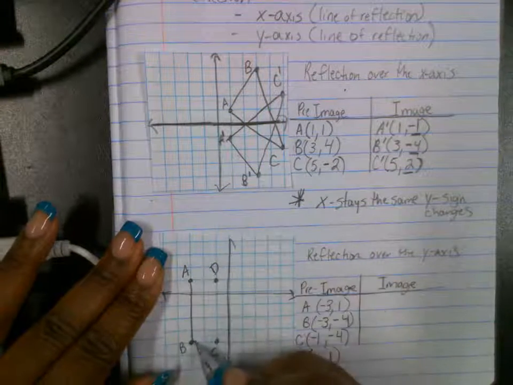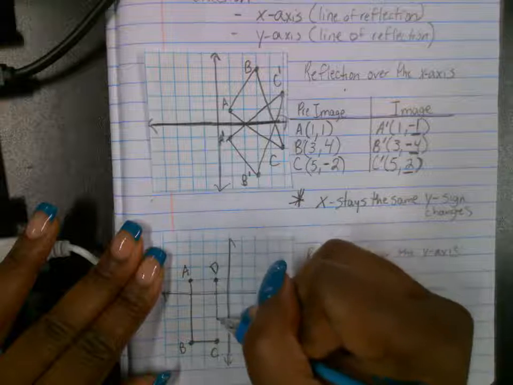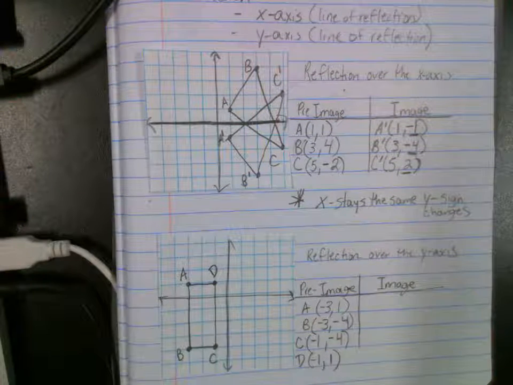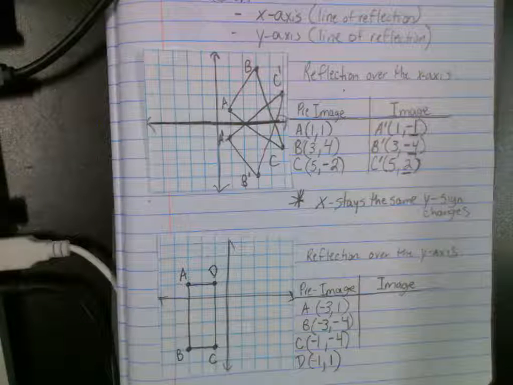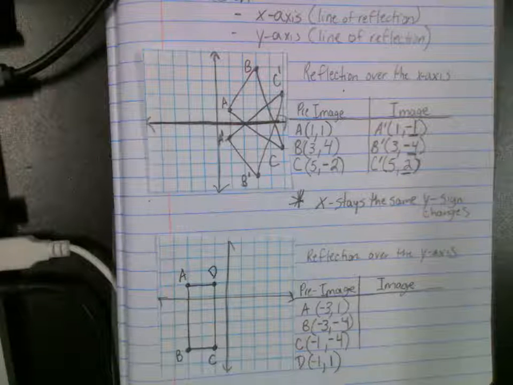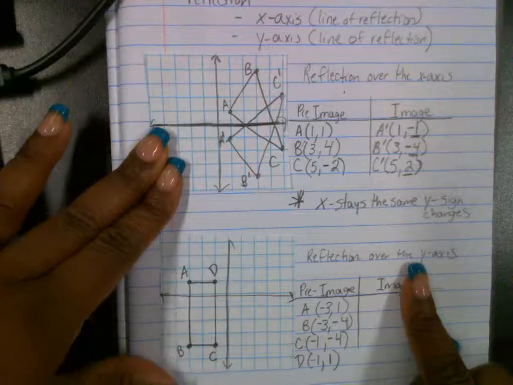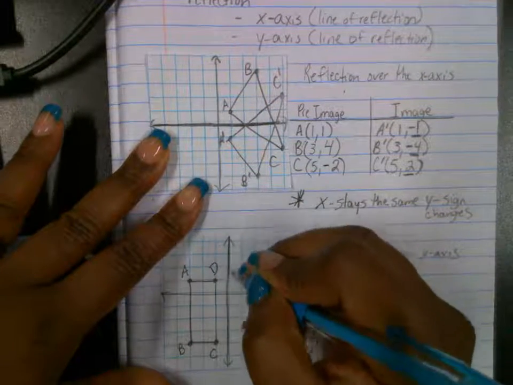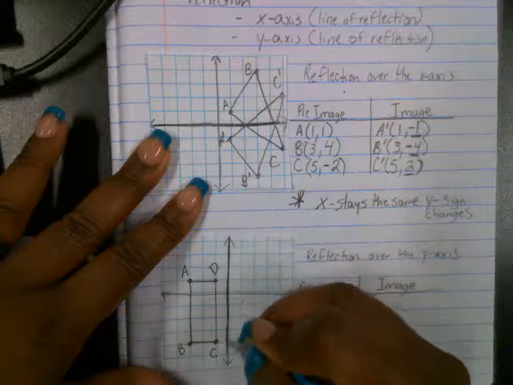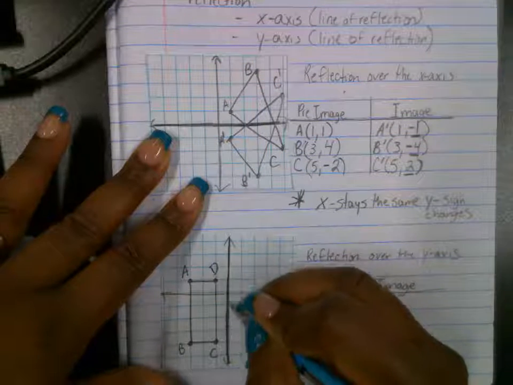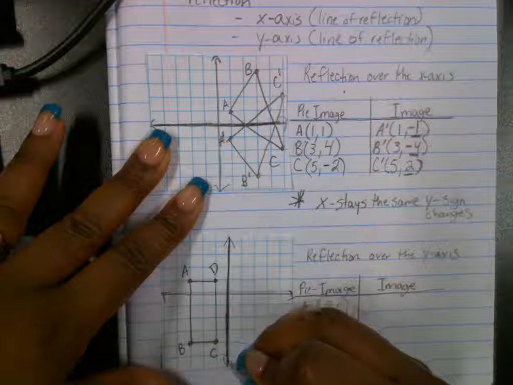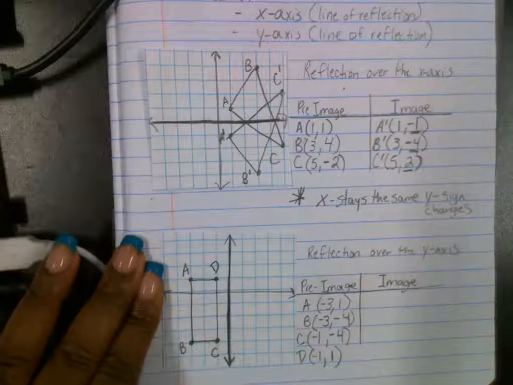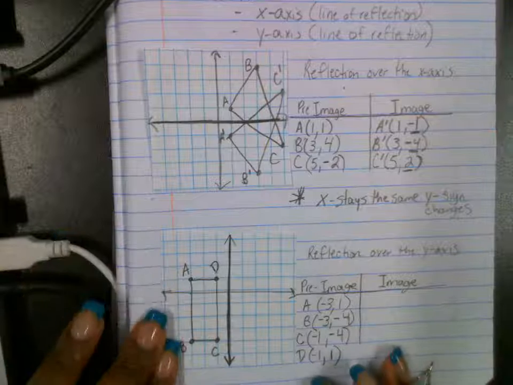Let's connect the points. I'll pause to give you a chance to catch up if you're behind. Okay, so now we're going to flip it over the Y. Let's trace the Y again. The Y is now our line of reflection. Make it a little darker. So now let's flip it.